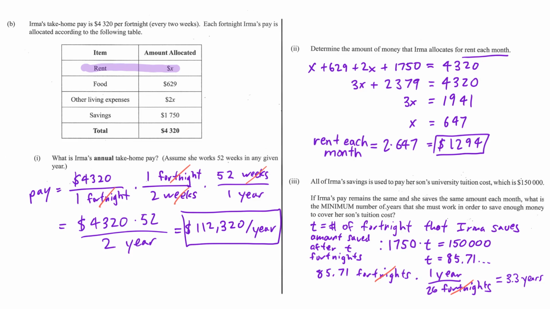So Irma has to save a minimum of 4 years to pay for her son's tuition. The answer is not 3 because if she had only saved for 3 years, she would not have enough money for her son's tuition. So that's problem 1 of the May 2019 CXC Math exam.